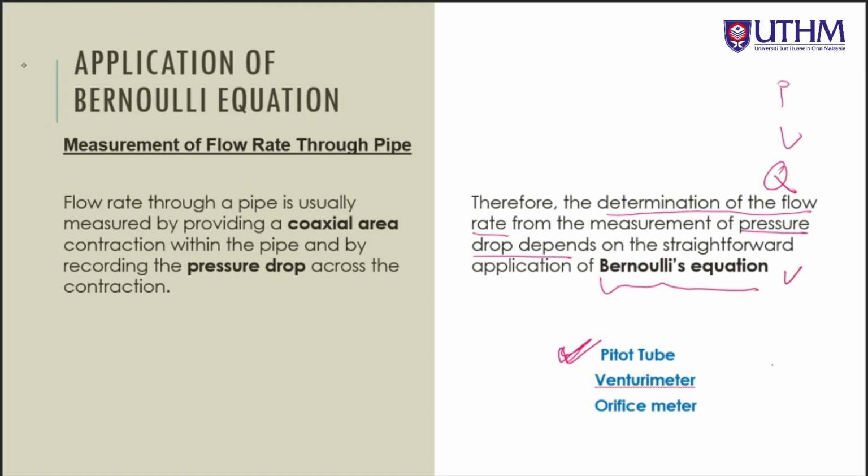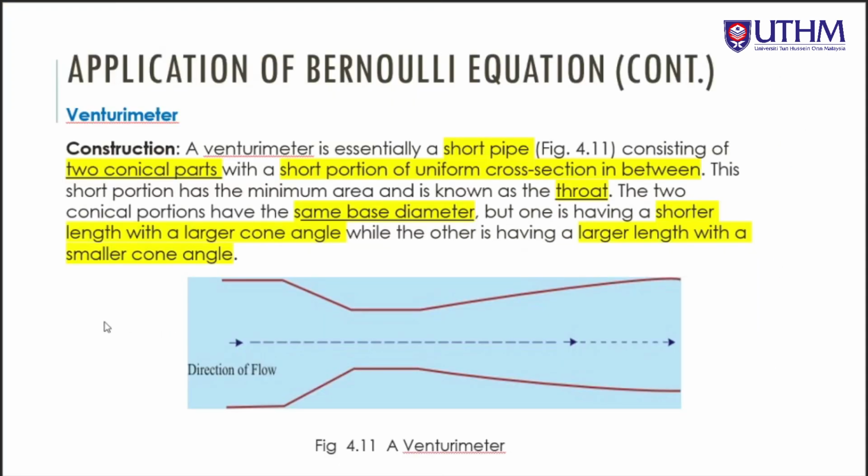Okay, now kita proceed dengan the second instrument, yang mana kita akan apply this Bernoulli equation. Okay, the second instrument is the ventrimeter. Okay, so basically what is a ventrimeter? So this is the picture of a ventrimeter. So it looks familiar, right? Asalnya kita pernah refer to this ventrimeter last time when we studied physics.